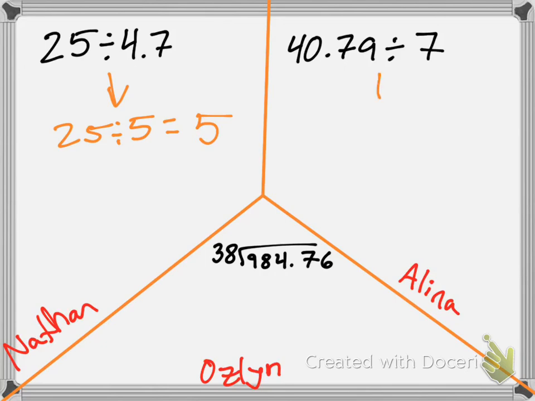Alina, what did you estimate this one to? I estimated 40.79 to 42. And then you got? I got 6. Yes! This is great, you guys. You're nailing it. Excellent. Lennox, what are you going to round these to?